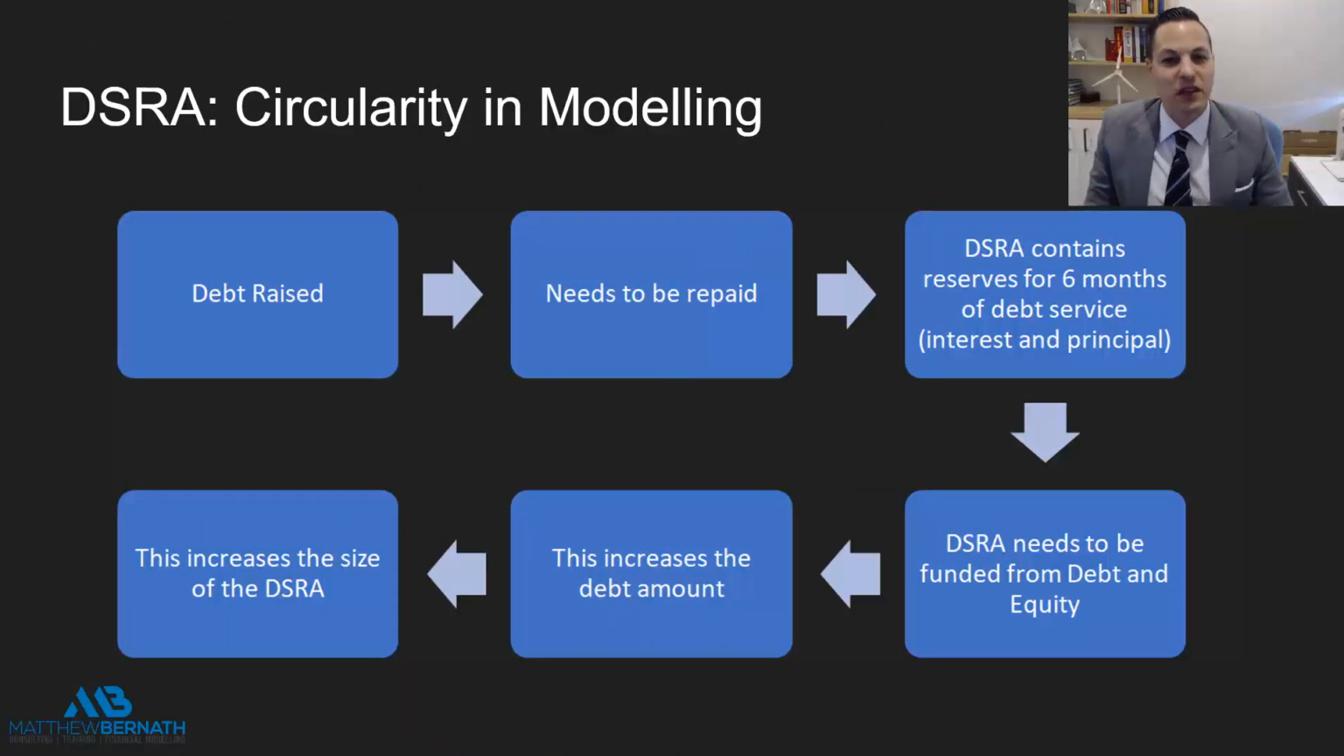Debt is raised. That debt needs to be repaid. The DSRA contains reserves for, in this example, 6 months of debt service, both interest and principal. The DSRA needs to be funded from debt and equity. That increases the debt amount, which increases the size of the DSRA, and so on. So as we said, we solve that typically using VBA, but there are other ways to solve it for experienced project finance modelers.